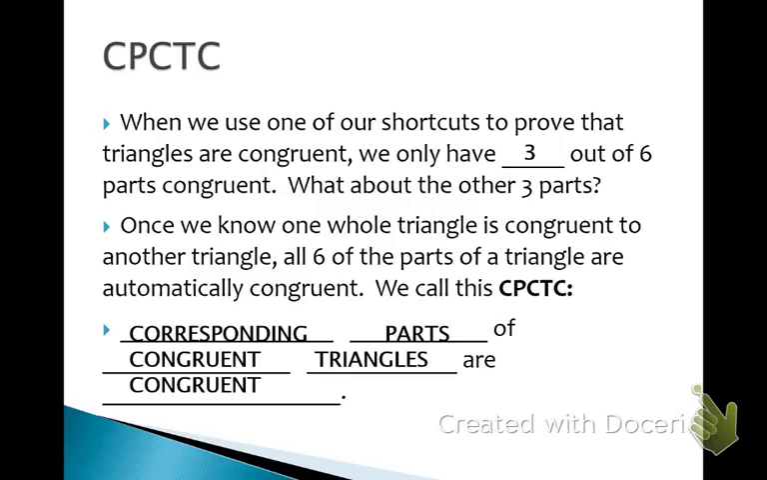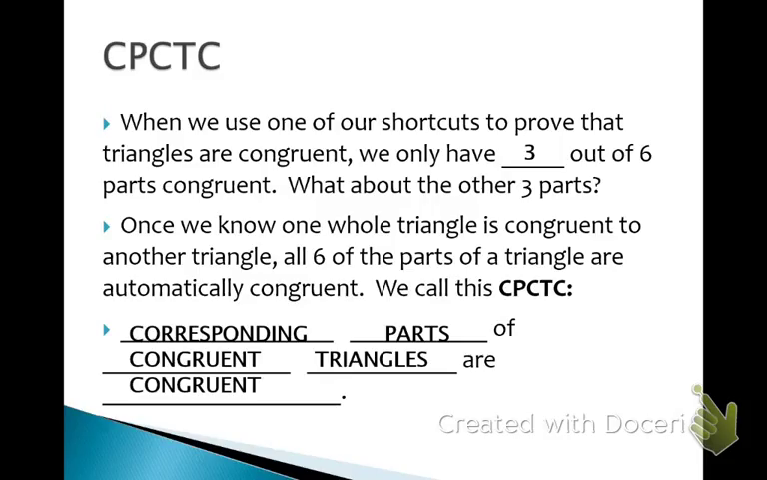Well, once we know a whole triangle is congruent to another triangle, we know that all 6 parts of a triangle are automatically congruent to all 6 parts of the other triangle. We call this CPCTC. If you use this reason in a proof, you're going to abbreviate it: CPCTC. So learn that. It stands for corresponding parts of congruent triangles are congruent.